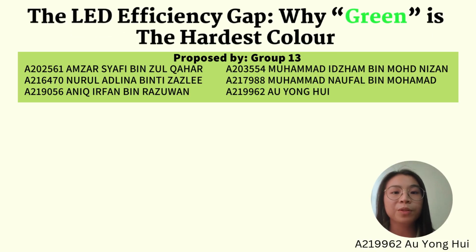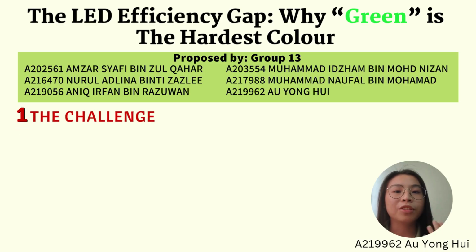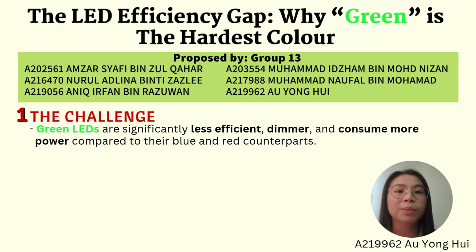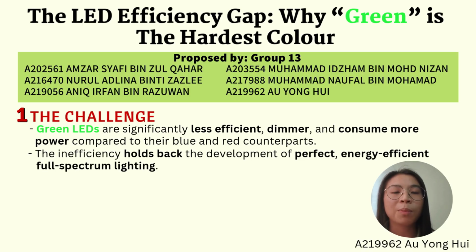To understand this problem, we first have to look at the challenge shown here on our first slide. While blue and red LEDs have reached incredible levels of performance, green LEDs are the weak link. Currently, they are significantly less efficient and much dimmer than their counterparts. This isn't just a minor technicality, it is a massive barrier, because green LEDs consume more power and produce more waste heat. They are holding back the development of perfect, energy-efficient, full-spectrum lighting.